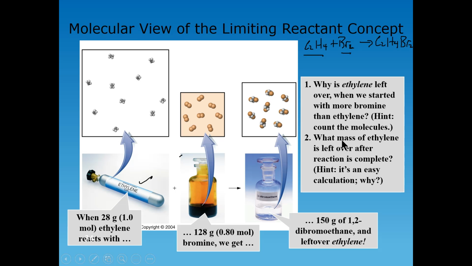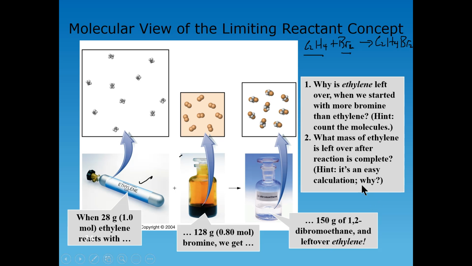And the next question is asking what mass of ethylene is left over after the reaction is complete. Well, as stated here, it's an easy calculation because it's a 1-to-1 mole ratio between the two. So if the bromine is a limiting reactant and the amount of it that reacted is 0.8 moles, that means that the amount of ethylene that reacted would be the same, 0.8. So 0.8 moles of this will be reacting from the 1.0 moles of the ethylene, which means that the moles of ethylene remaining would be 0.2 moles, right? 1.0 minus 0.8 gives you 0.2 moles, all right?